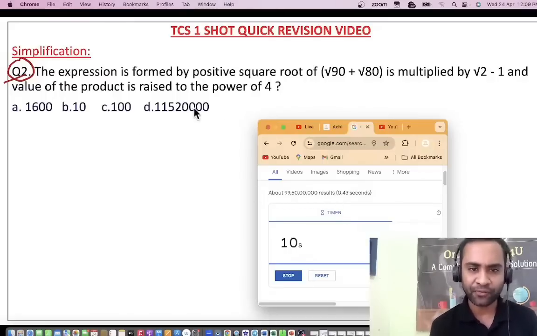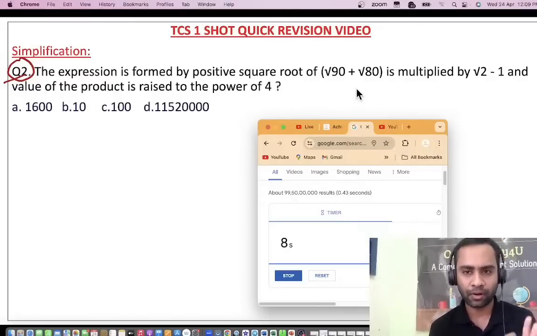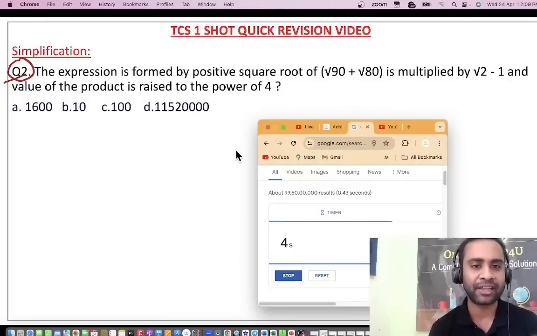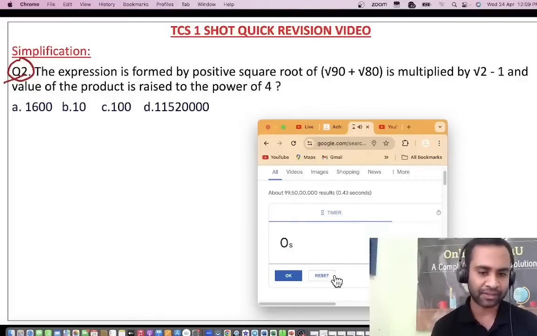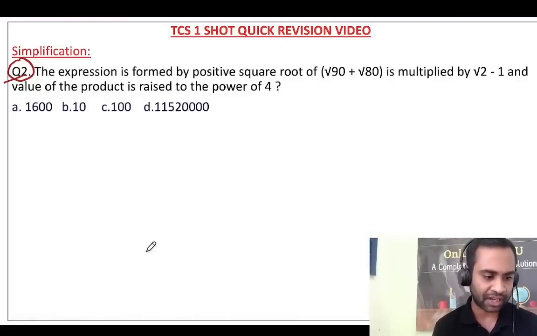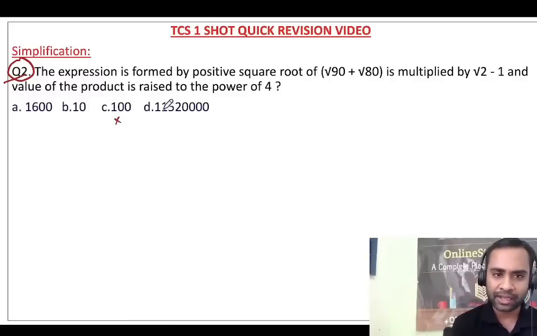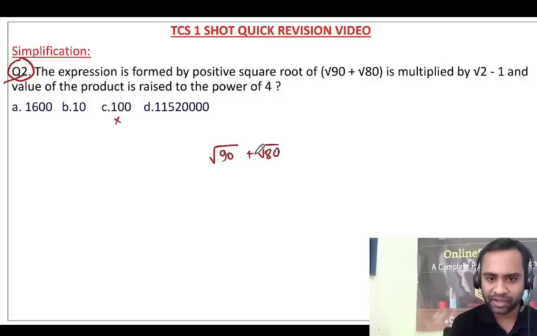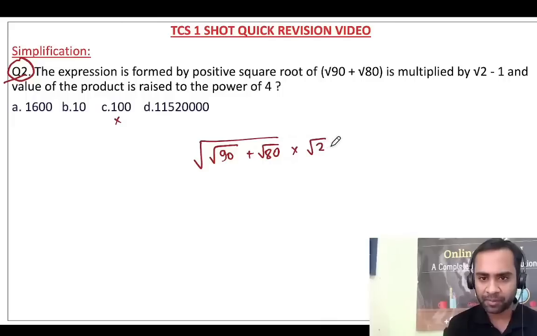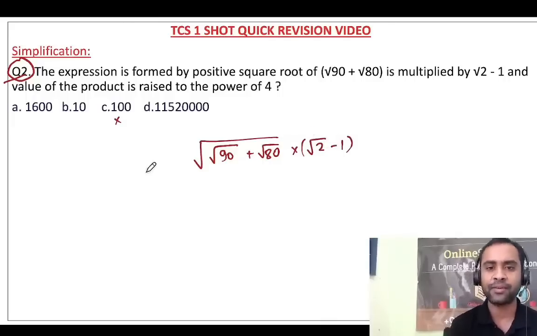The expression is formed by positive square root of this is multiplied by square root of 2 minus 1, and the value of the product is raised to the power of 4. So I have not received an answer from... okay, so Chaitanya has answered option C, but that is wrong. So what they're telling is the expression is formed by positive square root of this is multiplied by a square root of 2 minus 1, right?